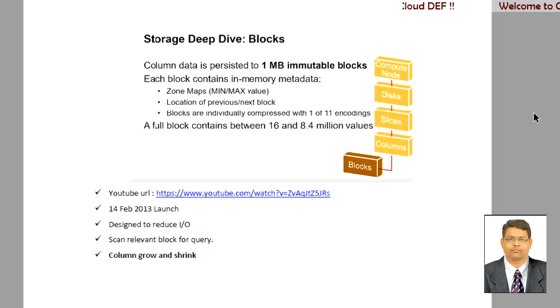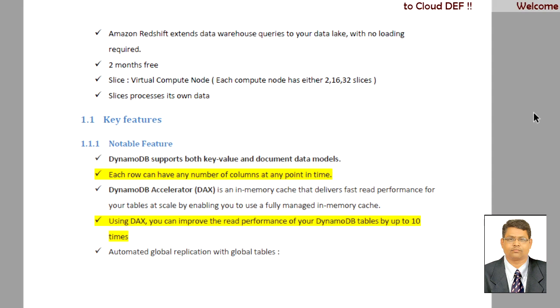February 14, 2013 launch. Designed to reduce I/O. Scan relevant block for query. Column grow and shrink. Amazon Redshift extends data warehouse queries to your data lake, with no loading required. 2 months free. Slice, virtual compute node. Each compute node has either 2, 16 or 32 slices. Slices process their own data.